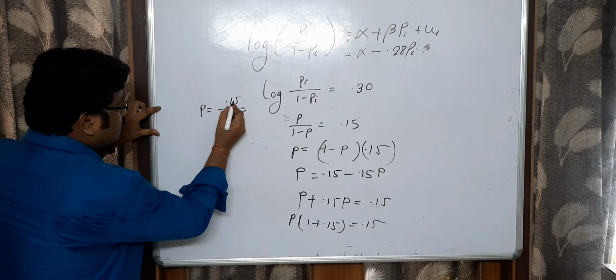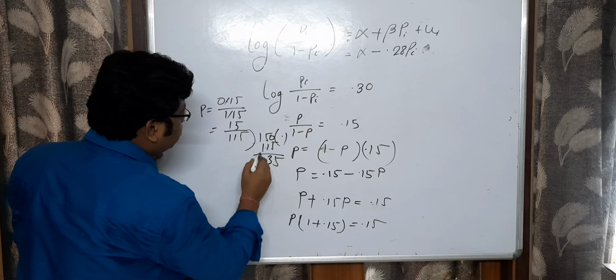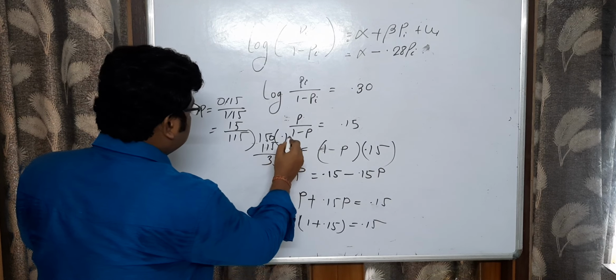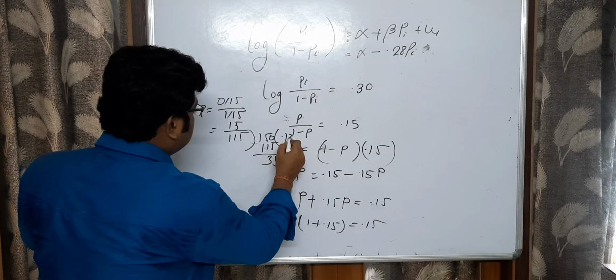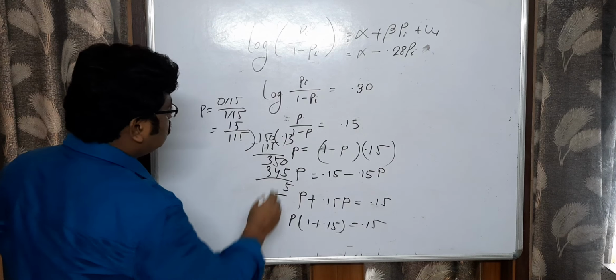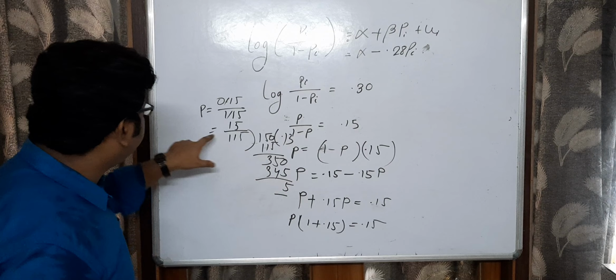If we divide this, what would be the value? Using a calculator you can get it, or you can work it out this way. The value of P is about 0.13.